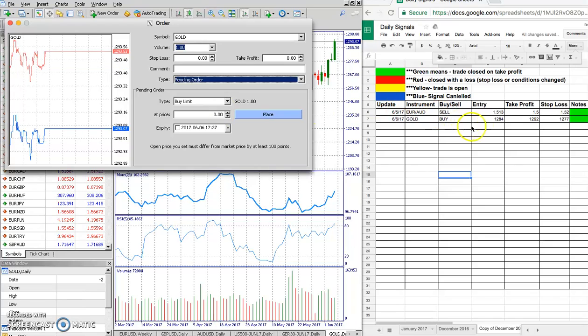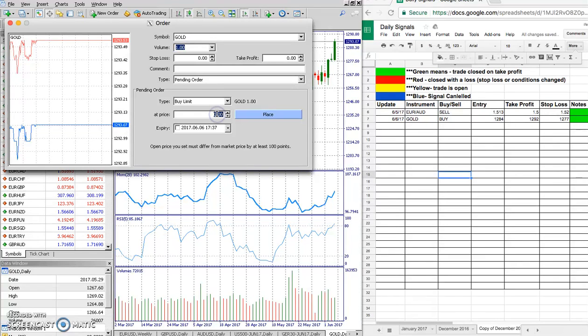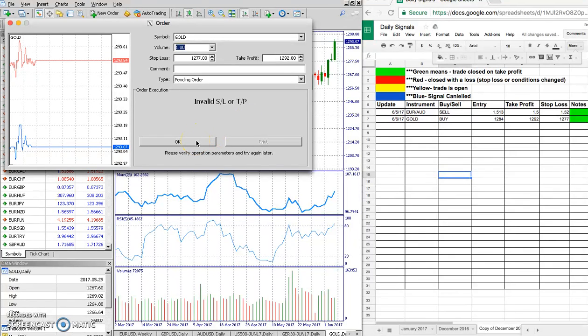You would put the price. Just pay attention. The entry price is 12.84, and that would be the buy stop in this case. The take profit was put at 12.92, and the stop loss 12.77, and then you go and place the order. Okay, it wouldn't let us do it. Now, as you can see in the notes area, both of them were marked in green. That means the trade was closed in profit. There were two nice trades.